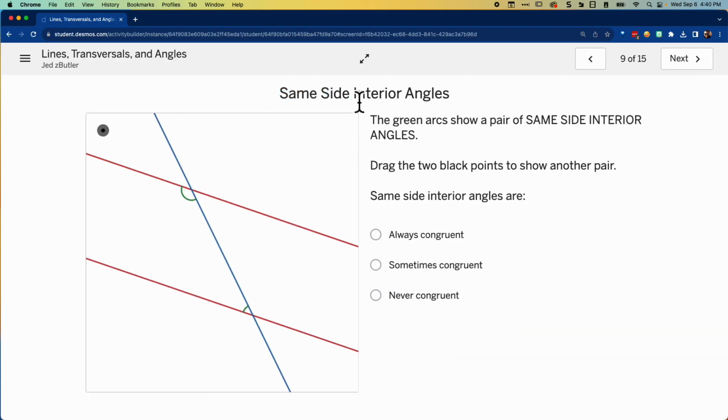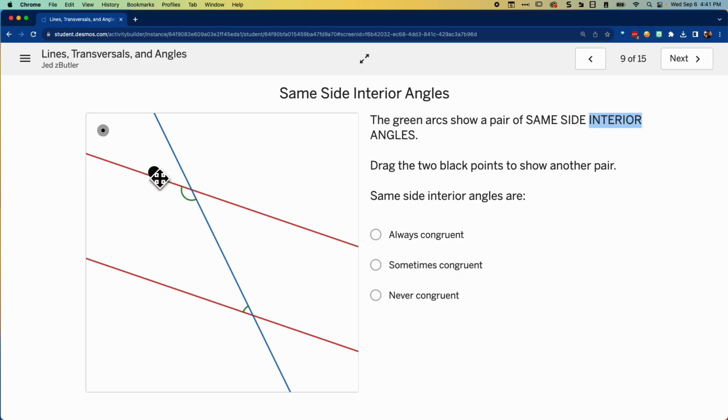Same side interior angles. Okay, so the green ones are being called same side interior. And the way that we interpret this, when we say same side, I'm looking at this blue line, and both of the green angles are on the left of the blue line. And then it has another word, interior. And interior means it's in between the two red lines.